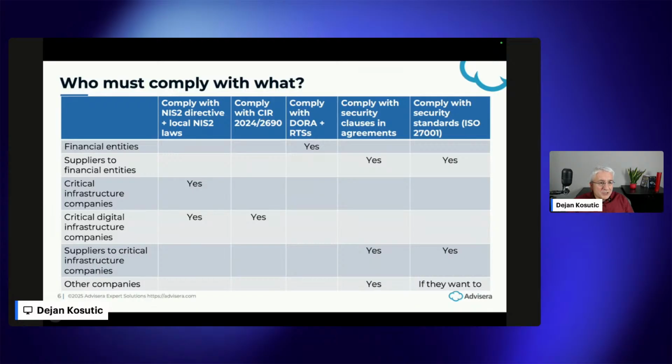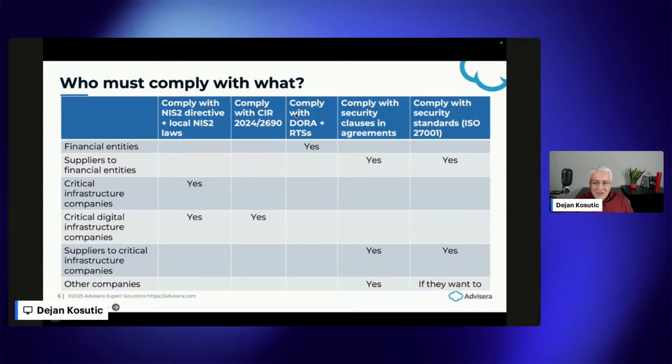So digital infrastructure and digital service providers. These two sectors that are under the scope of NIS2, these companies have to be compliant with this CIR. In a couple of slides, I'll show you what this CIR looks like. I'll also show you NIS2, so you'll get a feeling for how it looks. But what is important is that only these critical digital infrastructure companies have to be compliant with this CIR.